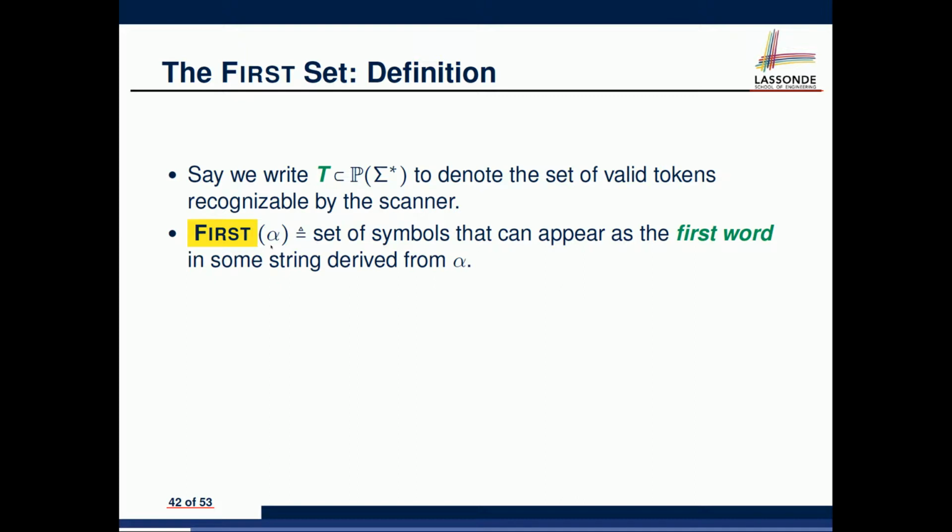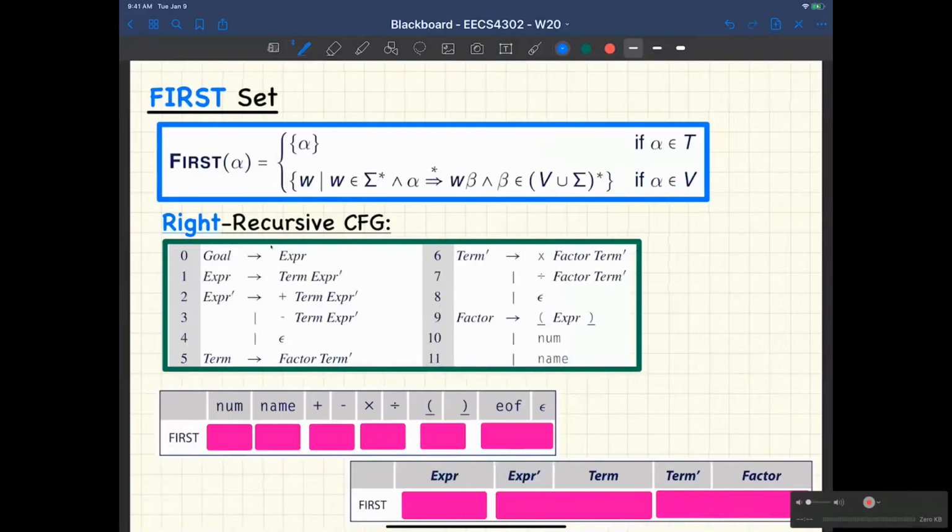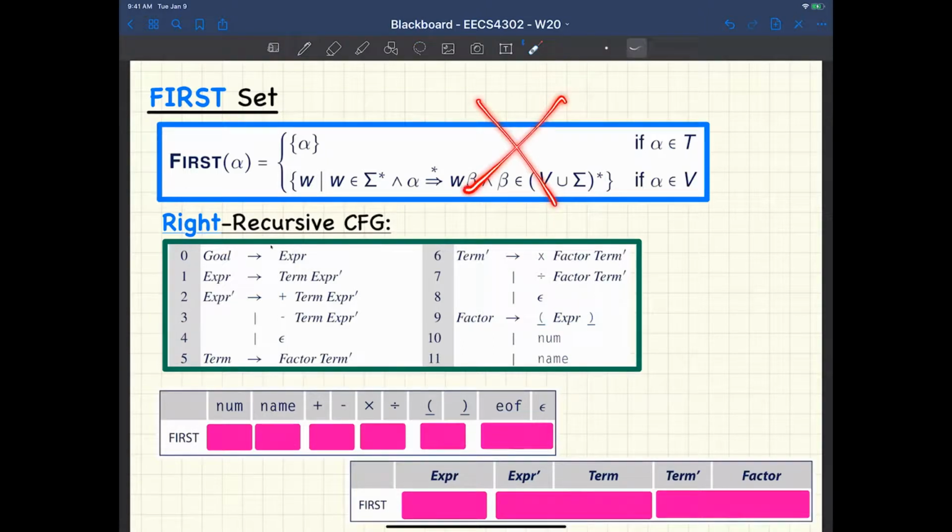Okay, let's take a look. For now, temporarily, you can ignore this particular part. Don't worry about it for now. I want you to look at this particular grammar. It's right recursive. So take a look here. Go produces expression, expression produces term followed by expression prime, and etc. That was right recursive, no left recursion. So it's safe to use it for top-down parsing.